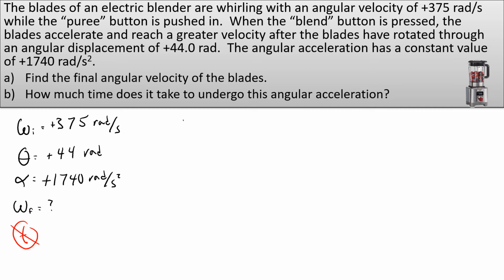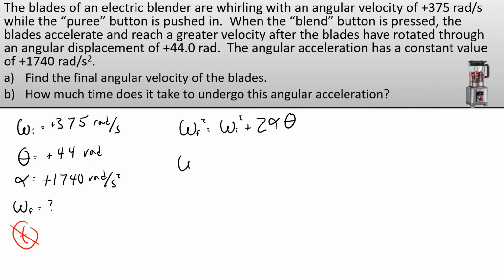I would use omega f squared equals omega i squared plus 2 alpha theta, like vf squared equals vi squared plus 2ad. Well, we could say omega f squared equals omega i squared plus 2 alpha theta. So then you plug in 375 squared. Oh, my bad, that is the final. Oh man, how embarrassing. That's okay.